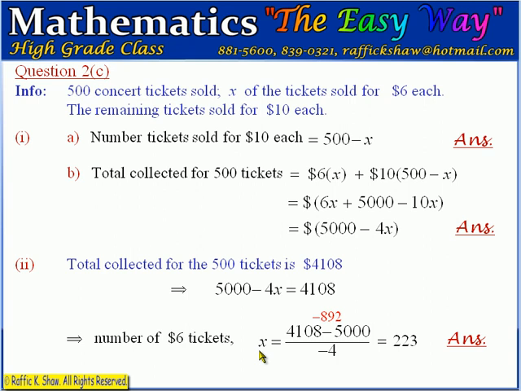Number of $6 tickets is equal to 223, and so that's the answer for this part of the question, and that's the end of question 2.